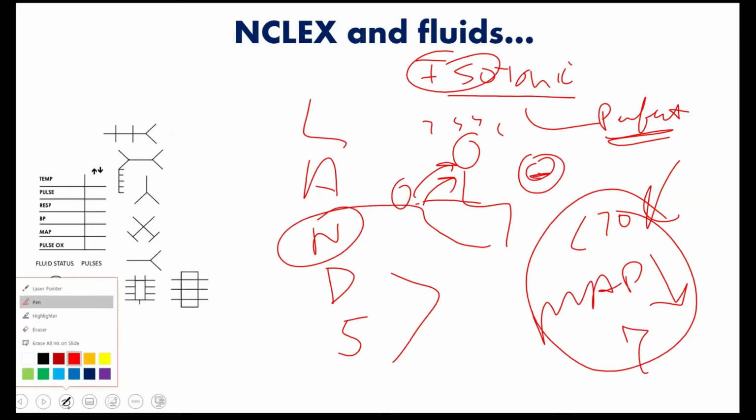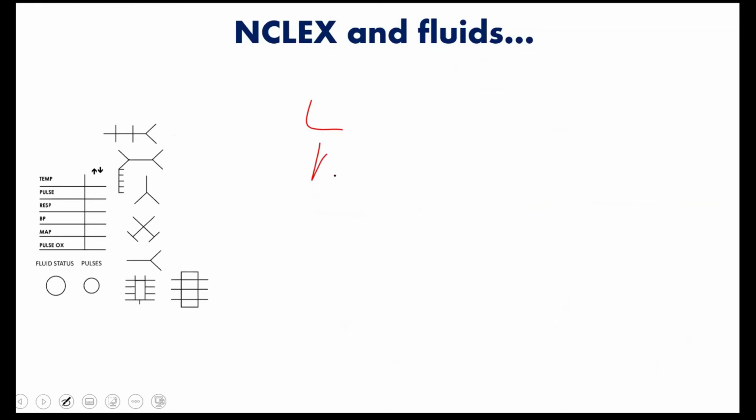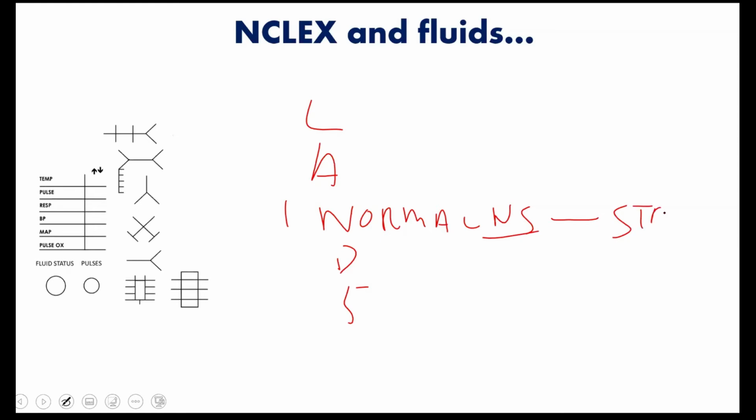So the first isotonic solutions is LR and D5. And we said that the priority is normal saline first. So normal saline is most likely the same as the patient's normal osmolarity in their blood. So this tends to be the standard, normal standard patients.